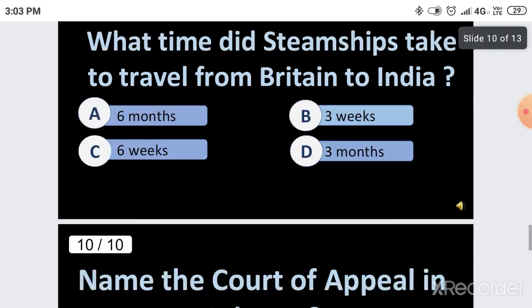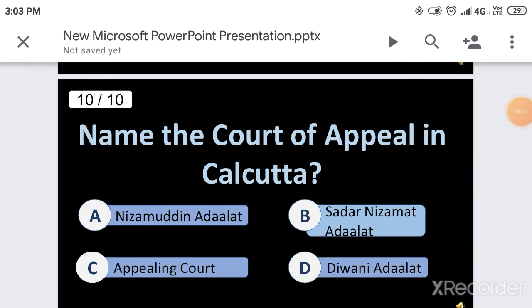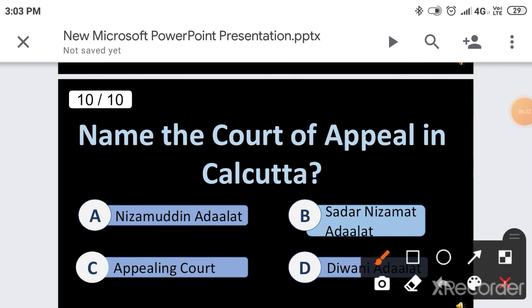Okay. Now the next and the final question is: name the court of appeal in Calcutta. You will get to know about this in your book. It is mentioned that a court of appeal was established in Calcutta, and a particular name was also given to it. So first, Nizamuddin Adalat, no. Appealing court, no. Diwani Adalat, if you remember, Diwani was related to civil courts. Of course not, because here it is mentioned appeal. So no. Then B, the correct answer is Sadar Nizamat Adalat. So this is the right answer.